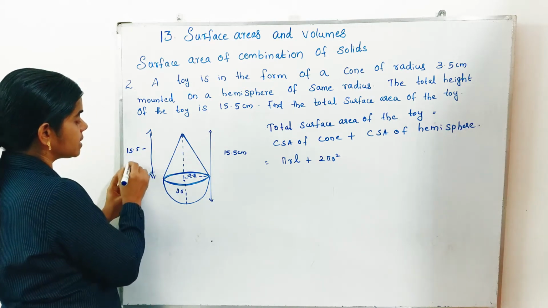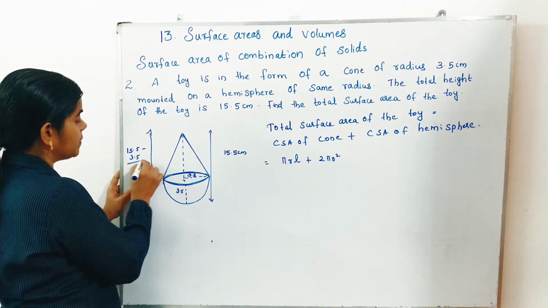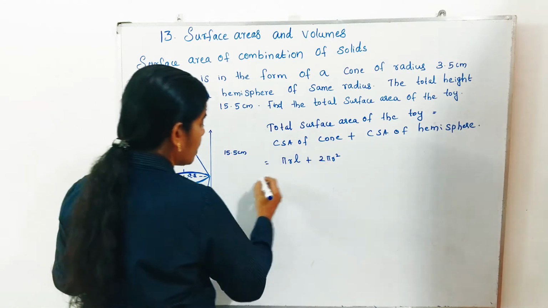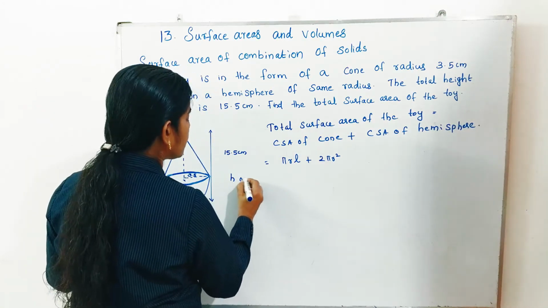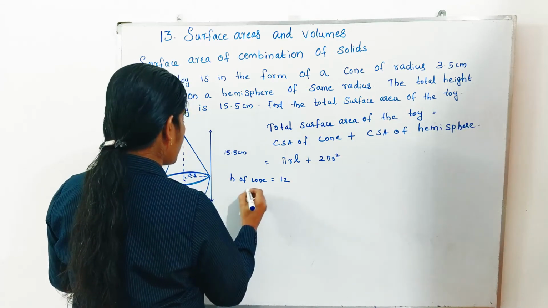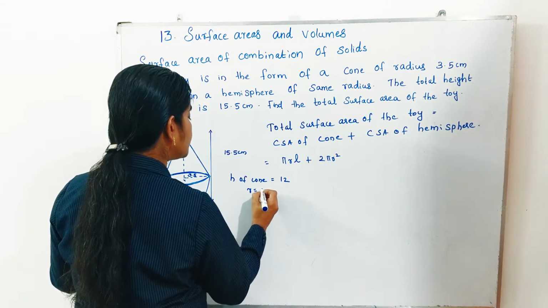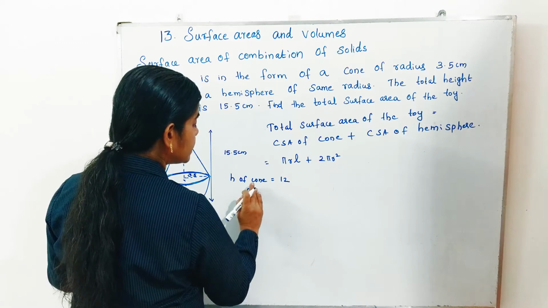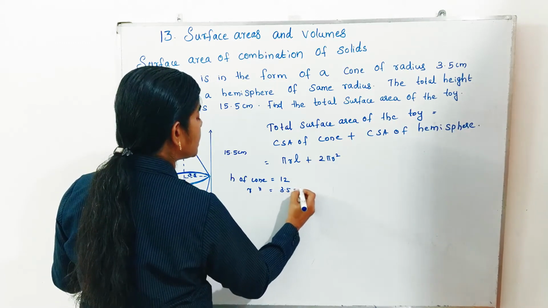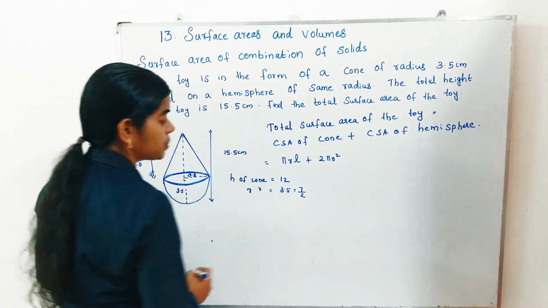Height of the cone will be 15.5 minus 3.5, that is equal to 12. So the height of the cone is 12. The radius of the cone is equal to 3.5. If you want, you can write that as 7/2.